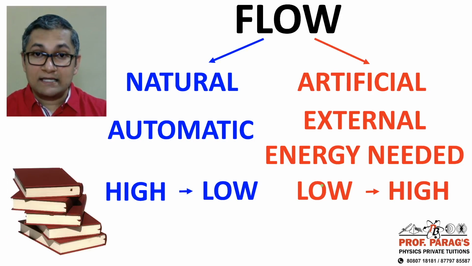Here is an example not from physics. Why are you hearing this lecture? There is a flow of knowledge happening. Some information, something new, you are learning. So can I say your knowledge level right now is a little bit low and we want to make it high? So external energy is needed. If you were not hearing this lecture, you would not have understood these concepts. So that is an example of artificial flow.